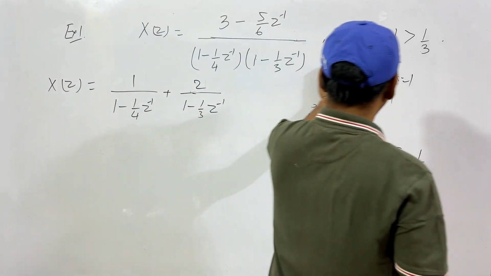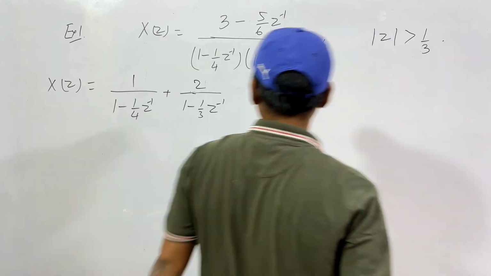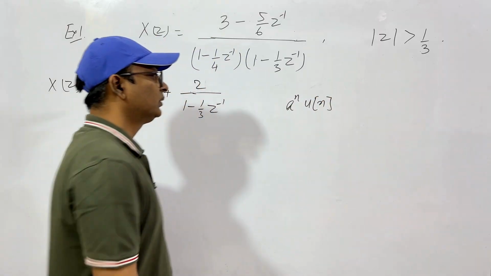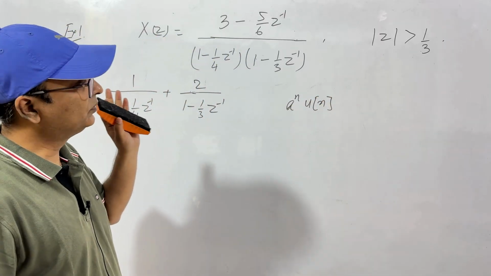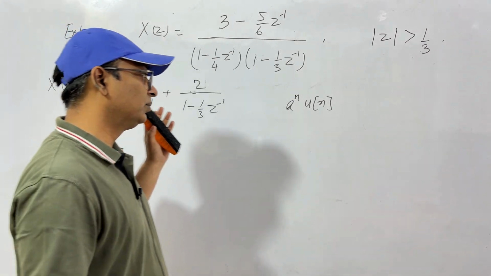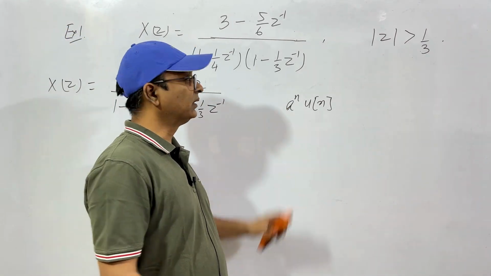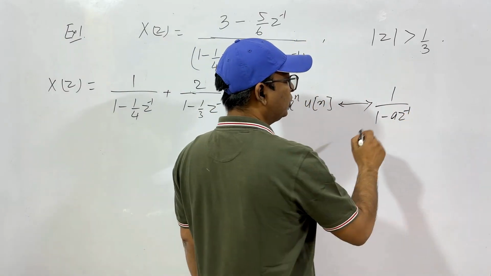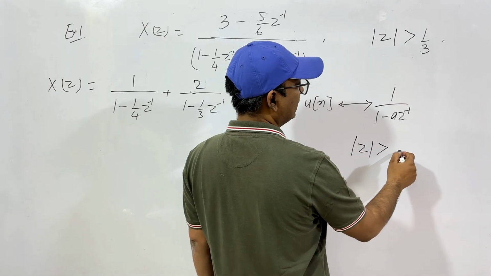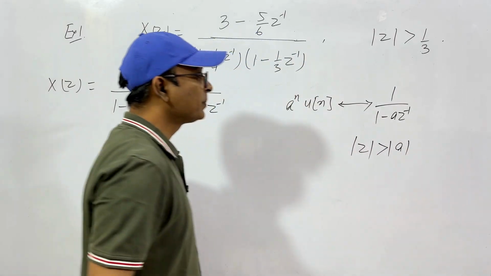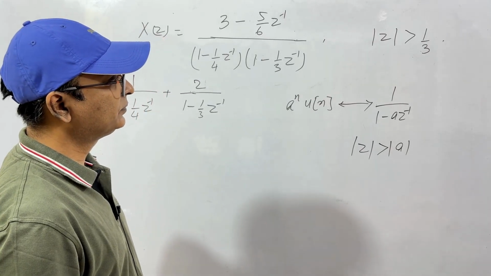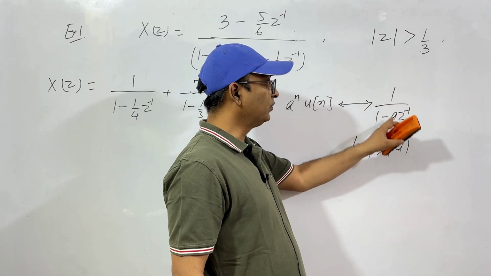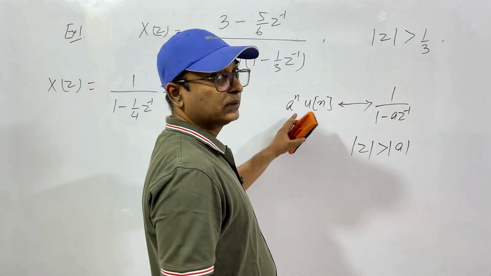What is the inverse of this? If you remember, a to the power n u[n] was our first example in the last video when I started Z transform for signals. The Z transform of this is 1 by 1 minus a z inverse for z greater than a. This was the condition. If the region of convergence is z greater than a, then 1 by 1 minus a z inverse will give this sequence. Try to understand this.